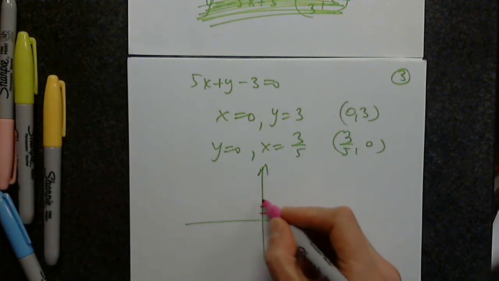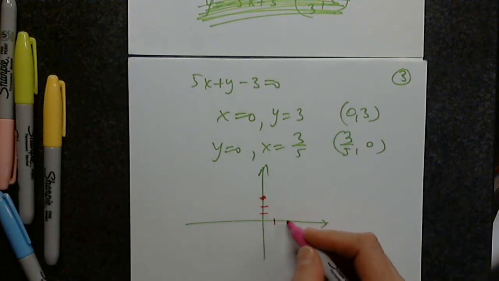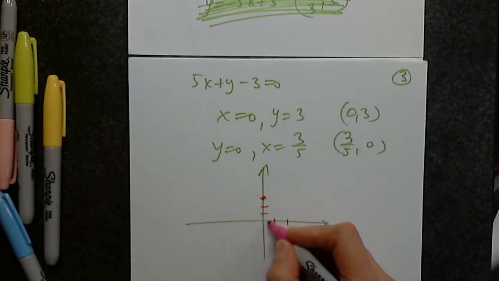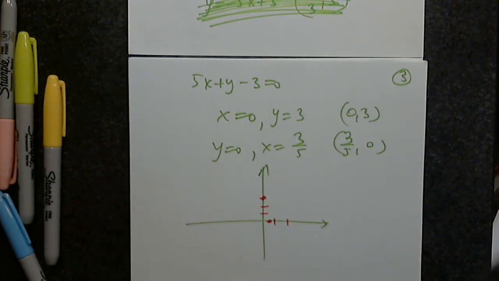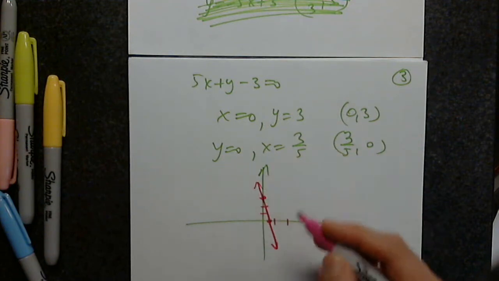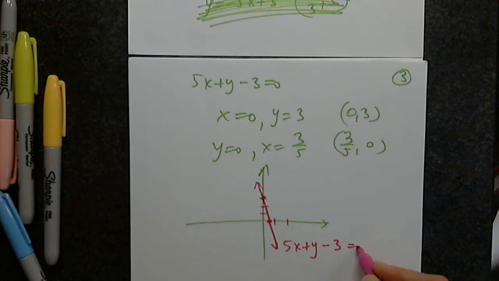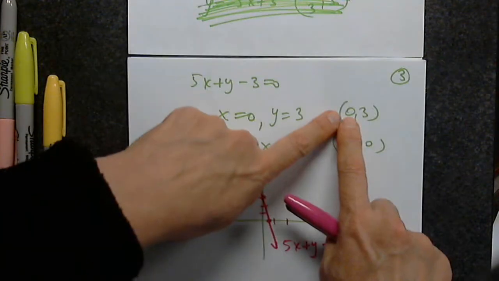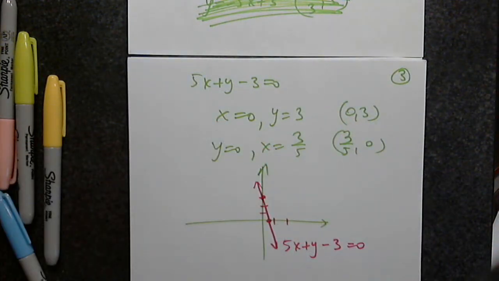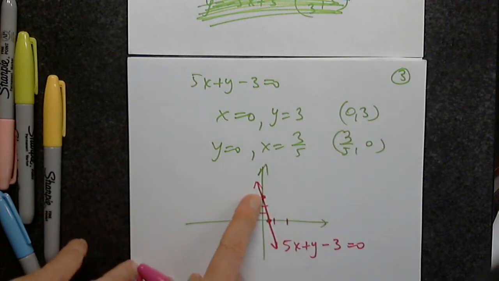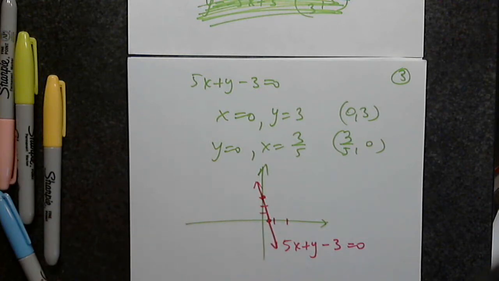So 0, 3, 1, 2, 3. 3/5 is smaller than 1, like 0.6, right? So I'm going to say here, for a little bit to the right of 0.5. And this is it. So I graphed 5x plus y minus 3 equals 0. So you said 3 because that's the radius? 0, 3. Oh, forget about the slope. 0, 3 is here. 3/5, 0 is here. Okay. All right.